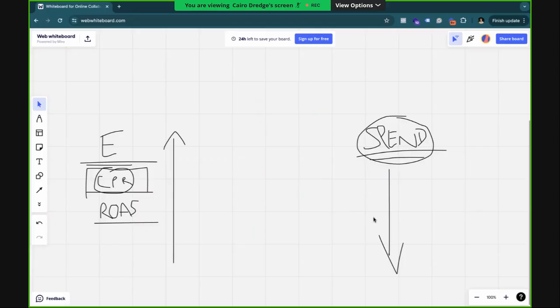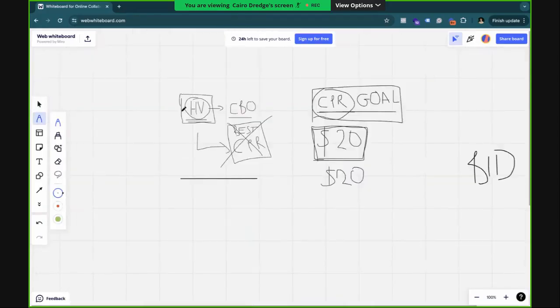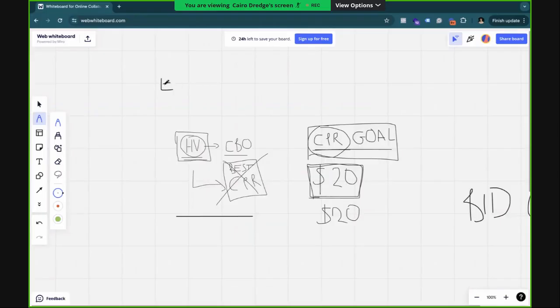And so what you find is that with highest volume, if we put efficiency and spend here, for example, we can maximize our spend here, but we get the lowest amount of efficiency.